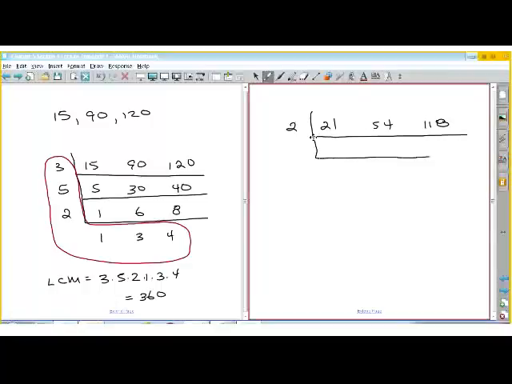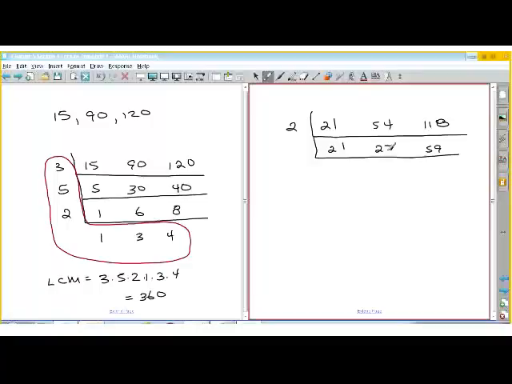So I can divide both of these by 2. So I divide by 2. This one I can't divide by 2, so I bring it down. 54 divided by 2 is 27. And 118 divided by 2 is 59. Next, can I divide any of these by 2 again? No, because they're all odd.